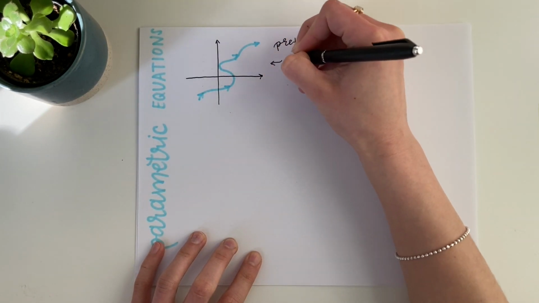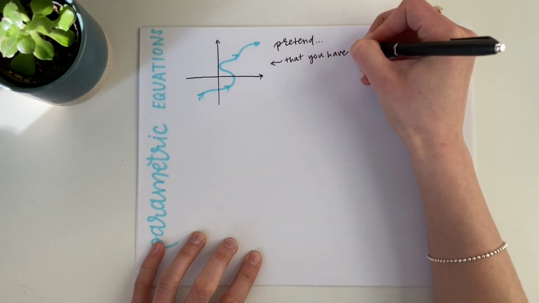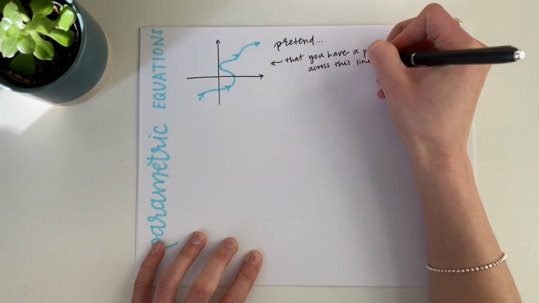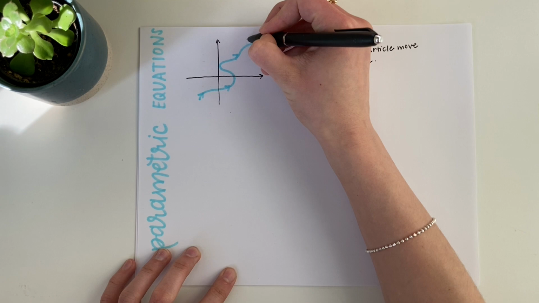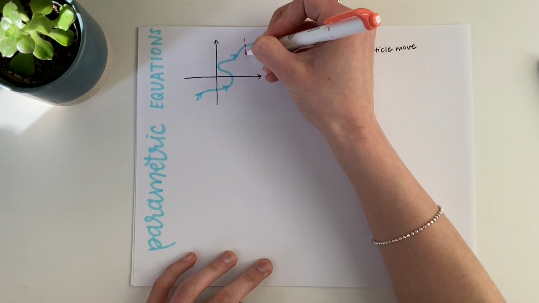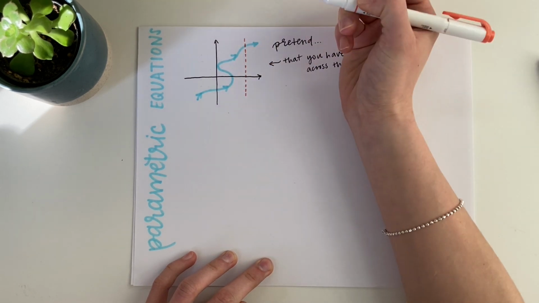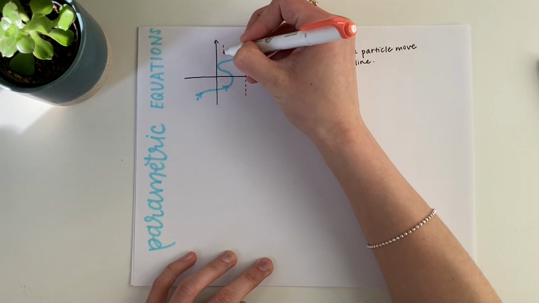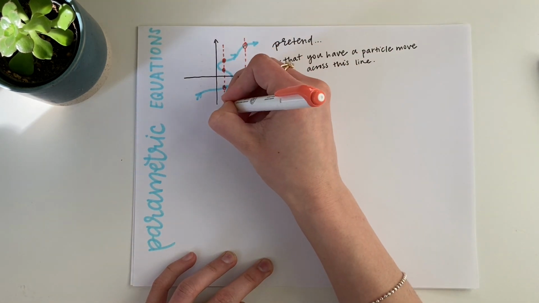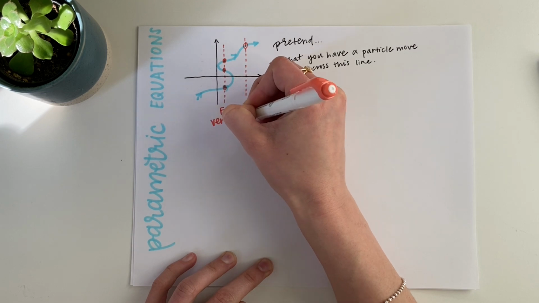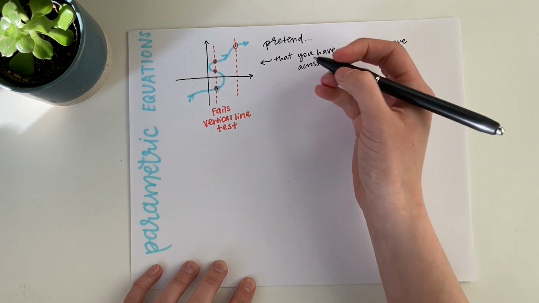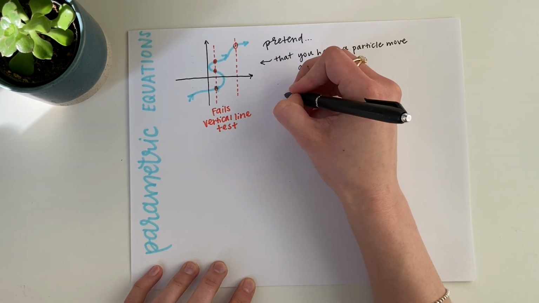Sometimes you'll have a curve where it's really difficult or even impossible to represent it using y equals f of x. And this is where a parametric equation could come in. Take, for instance, this curve. Pretend that a particle moves across this line. Well, we can see that it fails to pass the vertical line test. The vertical line test is a visual way to determine if a curve is a graph of a function or not. A function can only have one output, y, for each unique input, x.